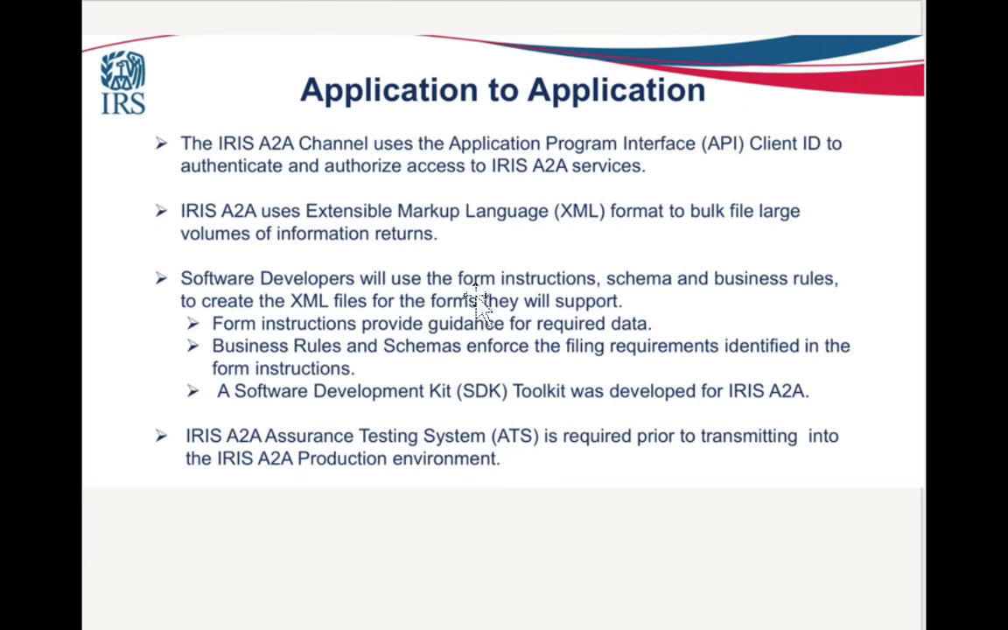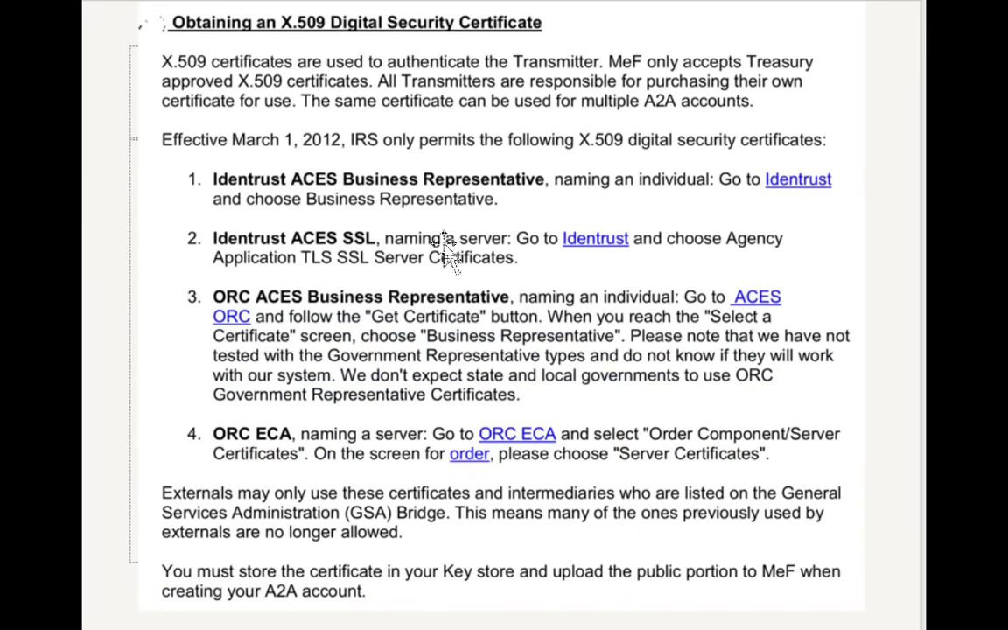The software developer will use the form instructions, schemas, and business rules to create XML files, and then the SDK will in turn help. You also need the specific certificates, the X509 certificates, which could be obtained from either Identrust or ORC. So basically, these are the two companies.